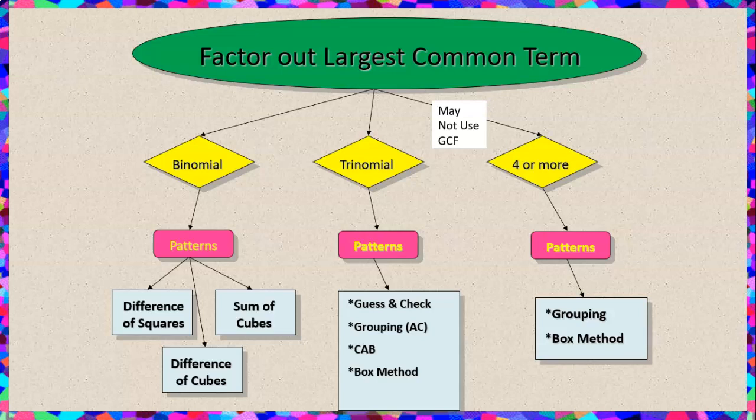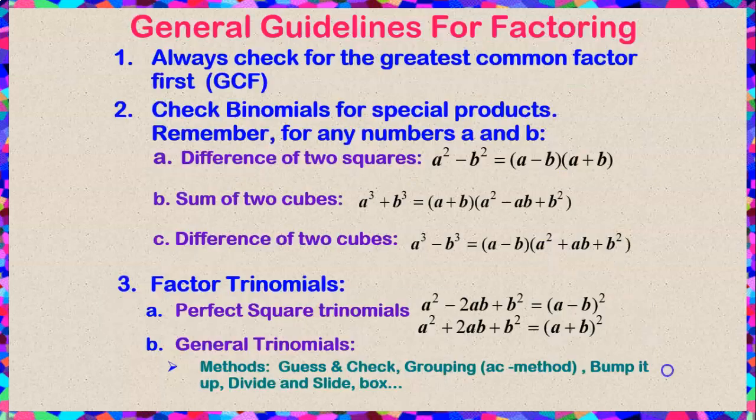Some people use a CAB method, which is like a CAB chart, and then a box method. So for the trinomials, there's lots of different ways, and you just need to make sure you are very proficient at one, and you can do it well, and you can do it fast. And then finally, if it's 4 or more terms, then typically we do that by grouping. Some people take their groups and put them into little boxes, which is fine, but again, anytime you use that box method, you need to be quick and proficient at it and not be slow.